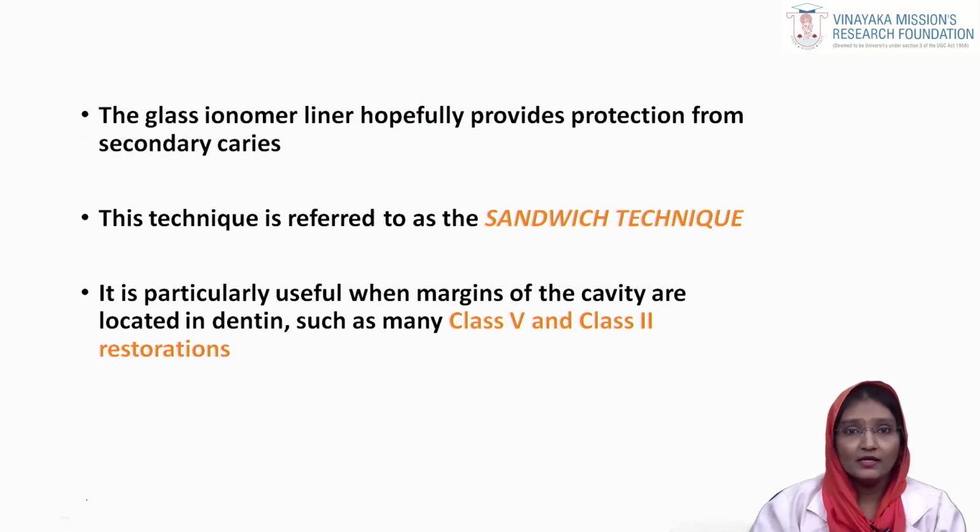So the glass ionomer liner provides a protection from secondary caries. This technique is referred to as the sandwich technique. It is particularly useful when the margins of the cavity are located in dentin, such as in cases of class 5 and class 2 restorations.